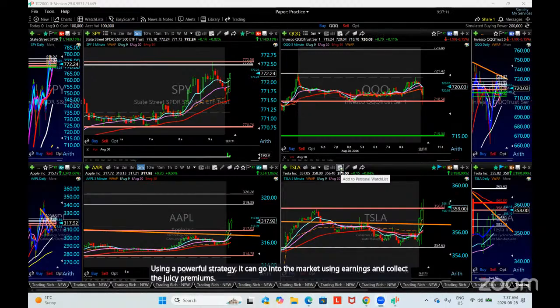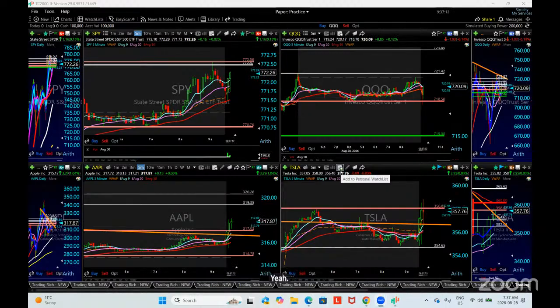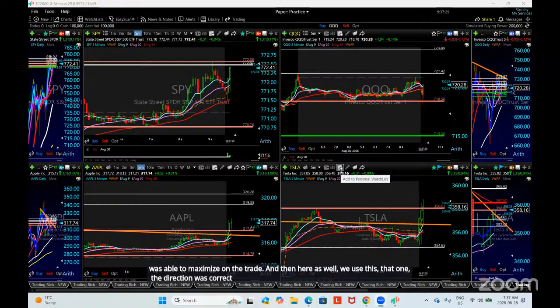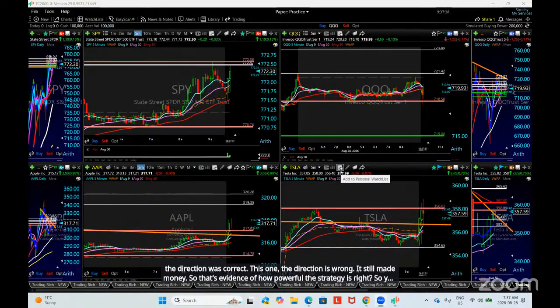So yeah, last time before Nvidia's earnings, we took a trade. Again, we used IV crash and were able to maximize on the trade. And then here as well, we used this one. That one, the direction was correct. This one, the direction is wrong. You still made money. So that's evidence of how powerful the strategy is, right? So you can execute on it with no hesitation.